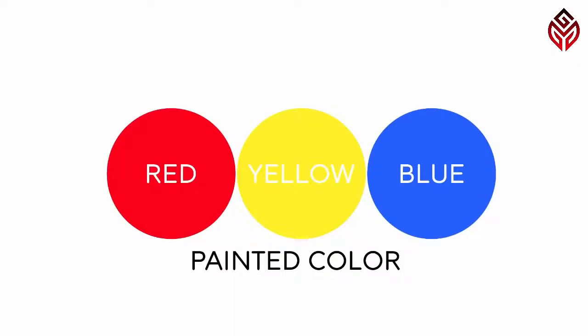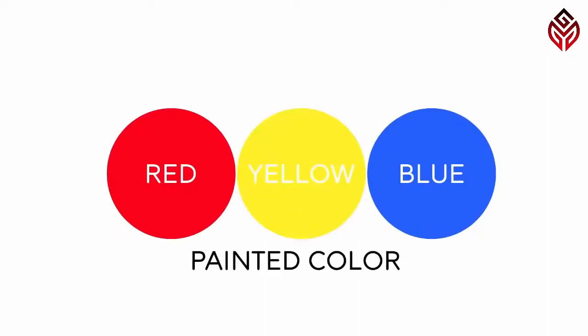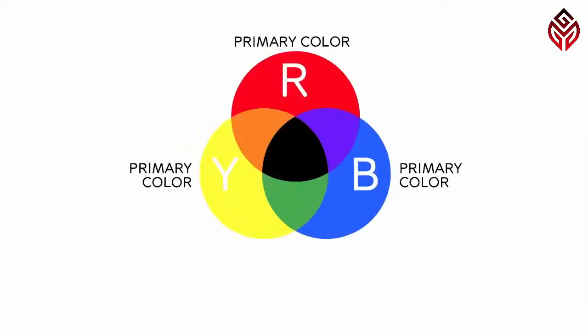If we now look at painted color or pigment, one of the first things that you'll notice is the difference between painted color and RGB on-screen color is that one of our primary colors is different. So instead of green, we've now got yellow as one of our primary colors. And if we look at a Venn diagram of how these three colors interact, you can see that they interact in a very, very different way. When you mix all of these three colors together, you get black instead of white.